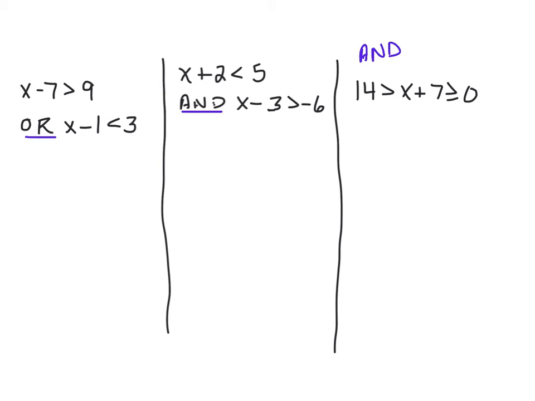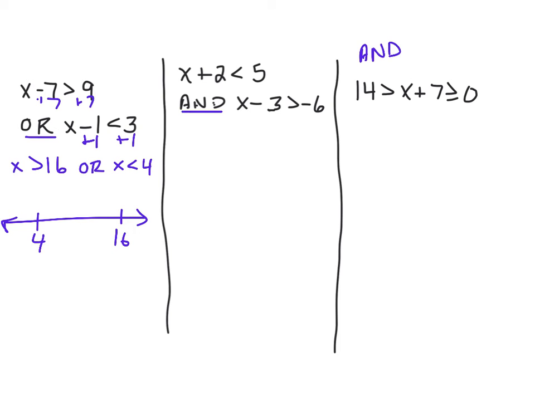Okay, and I would solve them separately. Add 7, I get x is greater than 16. Add 1, or x is less than 4. Putting that on my number line, I find 16, I find 4, open circle arrow that way, or x is less than 4, open circle arrow that way. There's my or statement, right? My general rule of thumb. I got 2 arrows going to the left and the right.